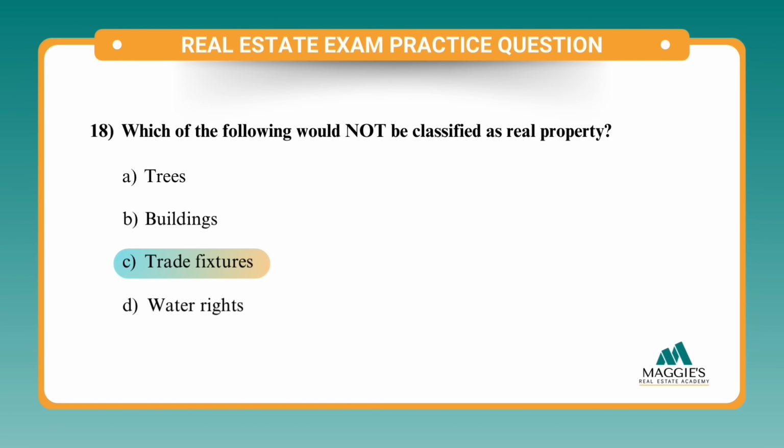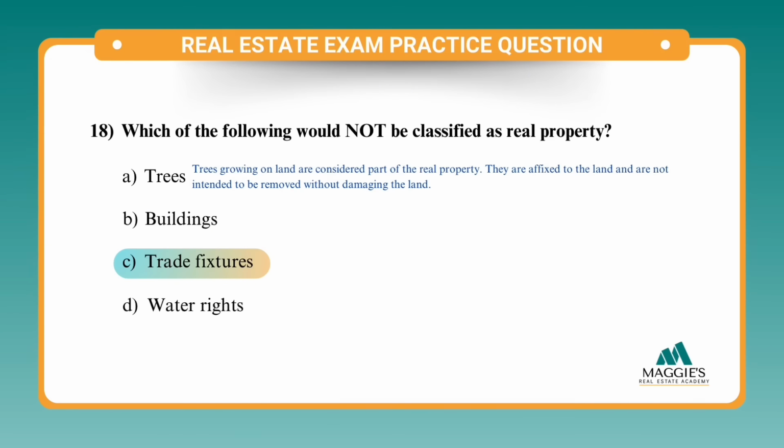All right, so real property, let's go back, also known as real estate, typically refers to land and anything permanently attached to the land. That includes improvements such as buildings and structures. It encompasses physical assets that are immovable and permanently affixed to the land. Like trees. Trees that are growing on land are considered part of the real property. They're affixed to the land and are not intended to be removed without damaging the land.